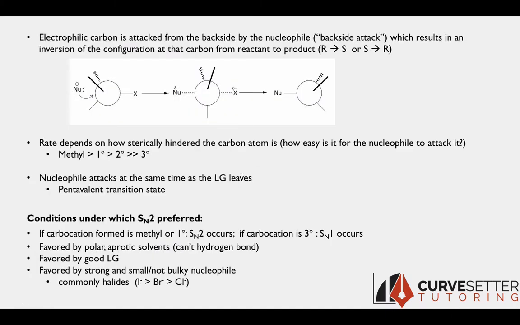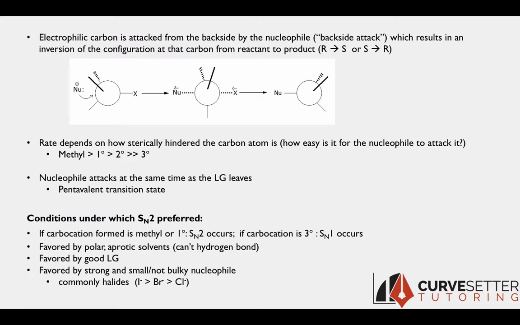The carbon is attacked from the backside by the nucleophile. It's referred to as a backside attack. What we mean by backside is that it's on the opposite face of the carbon from the leaving group. That results in an inversion of the configuration at that carbon from the reactant to the products. So if the reactant is R, the product is going to be S, and if the reactant is S, the product is going to be R. So you only form one enantiomer, whereas in SN1, you formed two enantiomers. Here we have two important terms: backside attack, which is what the nucleophile does to the electrophilic carbon, and inversion of the configuration.